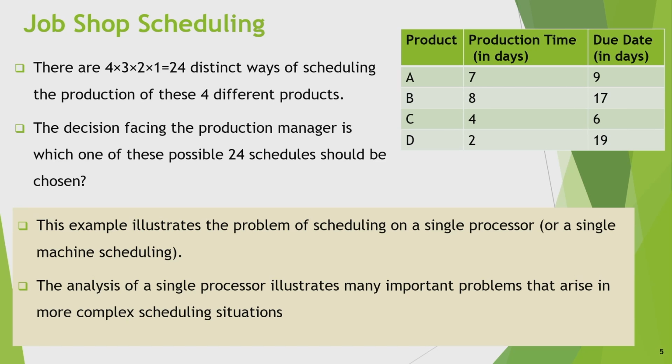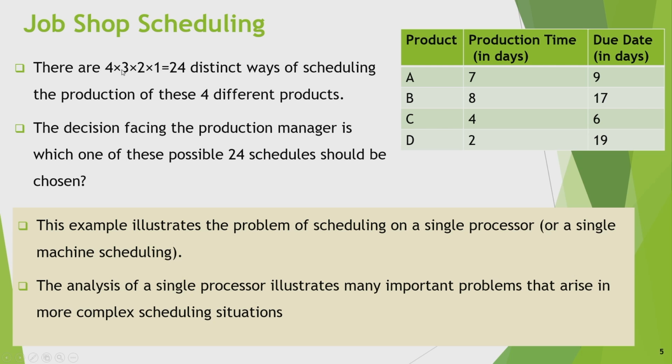So, in how many ways this can be done? There are 4 into 3 into 2 into 1 is equal to factorial 4 is equal to 24 distinct ways of scheduling the production of these 4 different products. How? Because first job can be any of the 4. Either we can choose A or we can choose B or we can choose C or we can choose D. Once you have chosen one, the second job in the sequence can be any of the remaining 3.